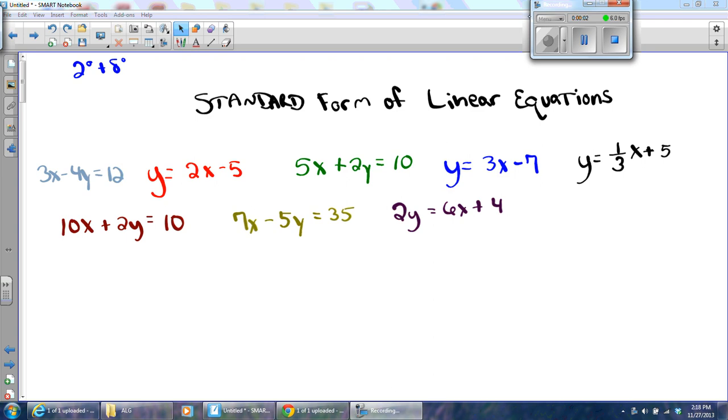Hello, algebra students. Mr. Lawrence here, and we are going to learn a new type of linear equation. We already know slope-intercept form. If you recall, slope-intercept form looks like this. Hold on, let me put the title down. Slope-intercept.